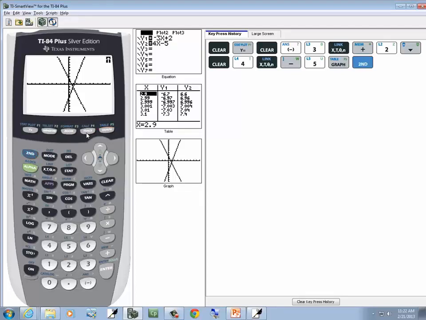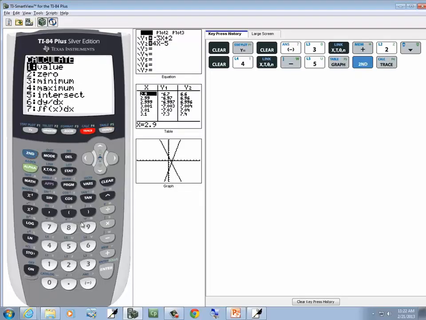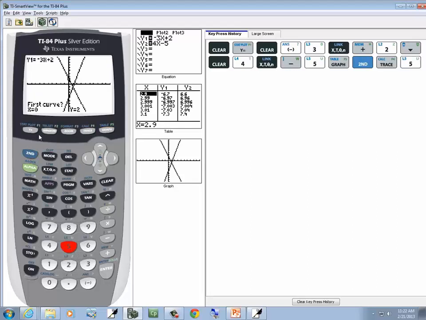Now the calculator does have a function for finding the intersection of these. If I did second trace, and I chose intersect, it'll come up and ask us for the first curve, and I press enter on that. It'll ask us for the second curve, and I'll press enter on that. It'll ask us for the guess. Now if you're dealing with lines, like we are here, all you have to do is just press enter on this. And see, it tells us the intersection is 1, negative 1.